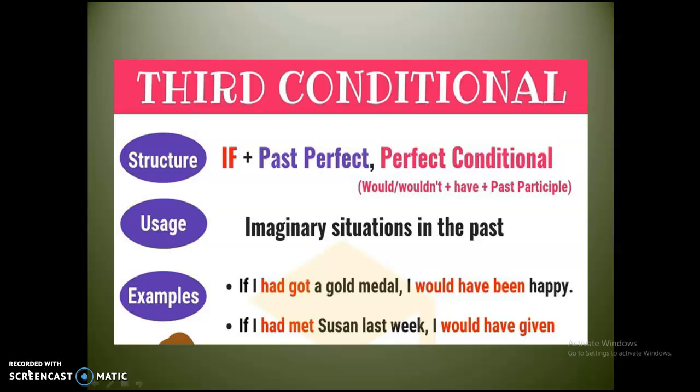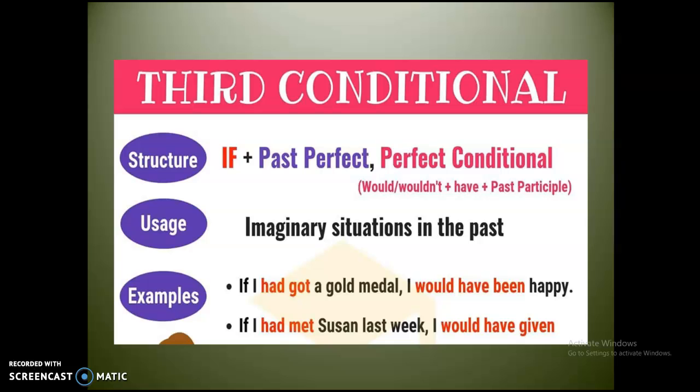What is the structure of third conditional? The third conditional uses if plus past perfect and perfect conditional: would, have, and past participle. The usage: imaginary situation in the past. We have here some examples about the third conditional. If I had got a gold medal, I would have been happy. If I had met Susan last week, I would have given. These are some examples of third conditional.